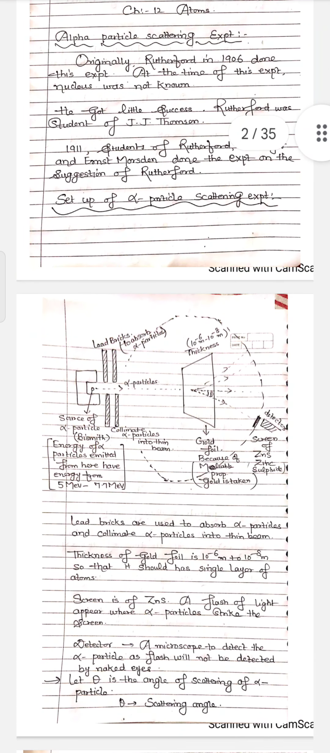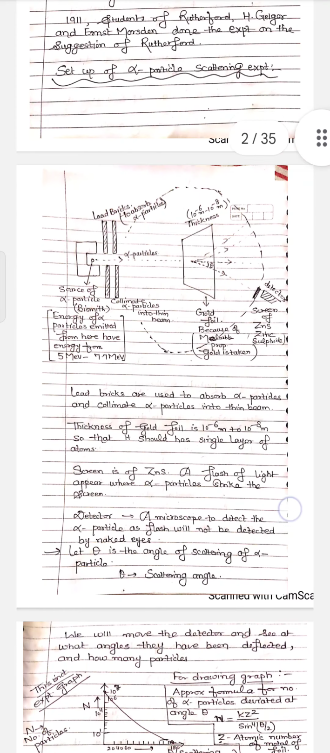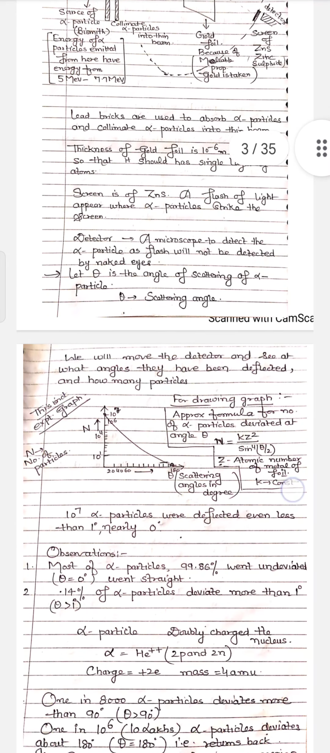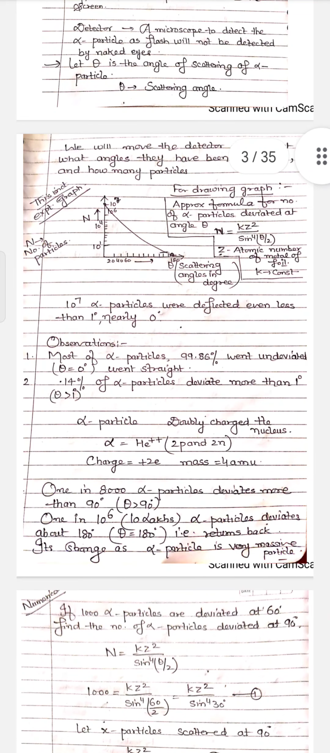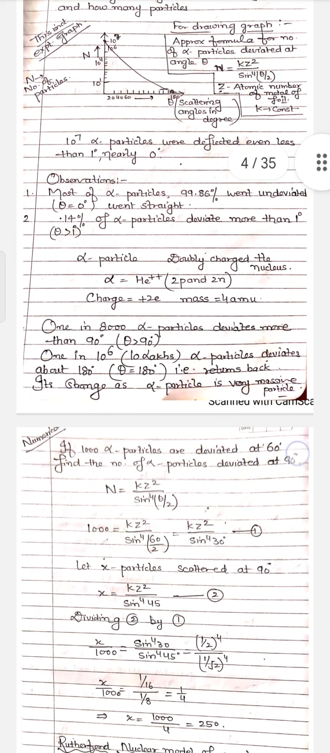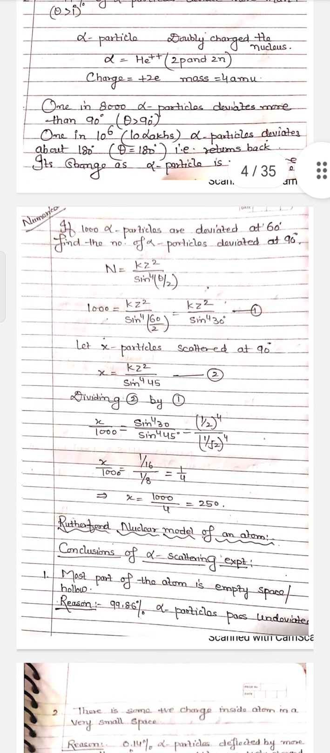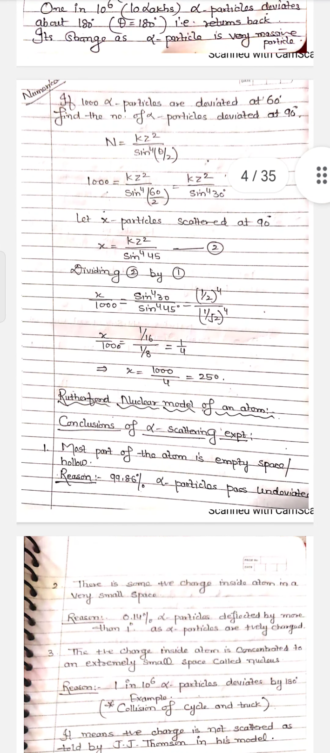So you can see here all the topics of chapter atoms and nuclei, not all the topics, topics related to atoms only, in which you can see first of all alpha particle scattering experiment, setup for the alpha particle scattering experiment. Then you can see what were the results, what were the observations basically for this experiment, you can see here.